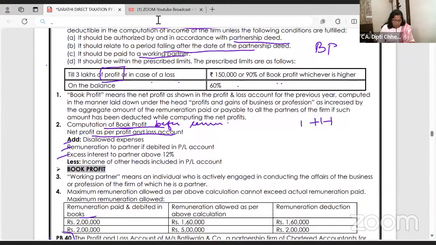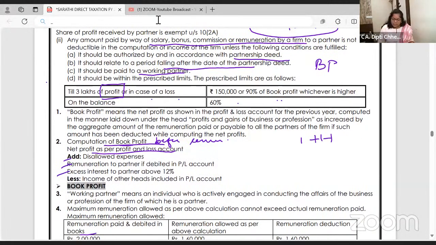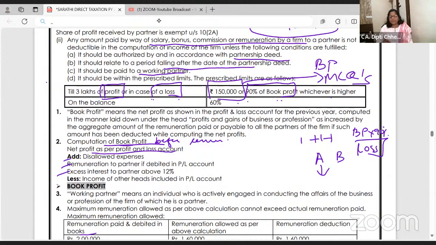Now, up to 3 lakhs of the book profit, how much remuneration is paid? 90% or 1,50,000, whichever is higher. In case of loss, A and B are partners, A is working partner. Can I say, A, you have put so much effort in the business, but this time there is no profit to pay you 90% as remuneration; I am into loss, sorry, I will not pay you remuneration? Can we say that? The working partner is putting great effort. So even if there is a loss, minimum how much remuneration is paid? 1,50,000. Super duper important for MCQs. Note it down.